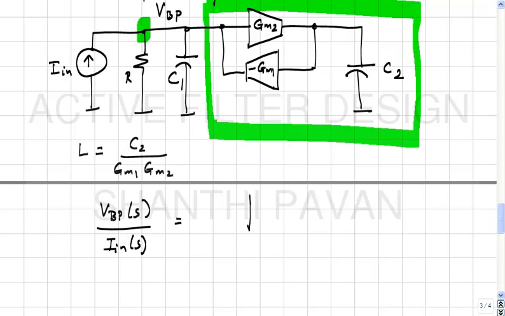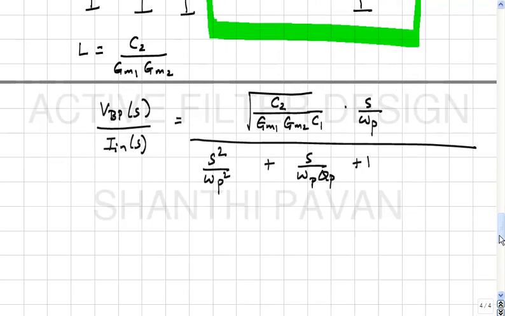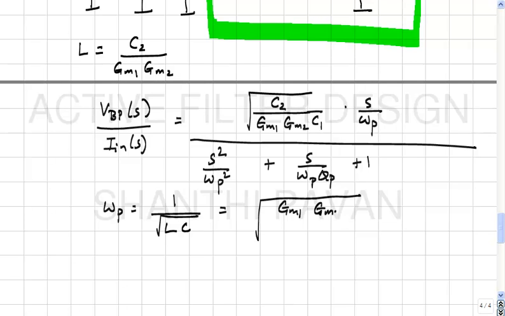So this is square root of L by C times S by omega P divided by S square by omega P square plus S by omega P QP plus 1, where omega P is 1 by square root LC, which is the same as 1 by square root of GM1, GM2 divided by C1, C2.